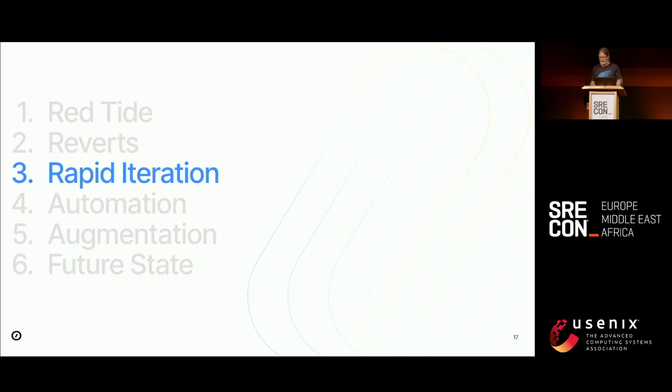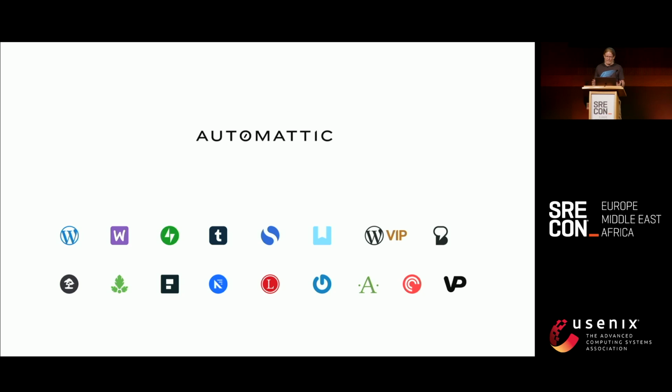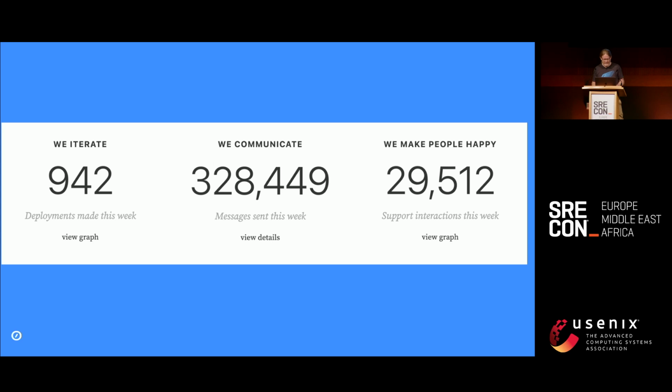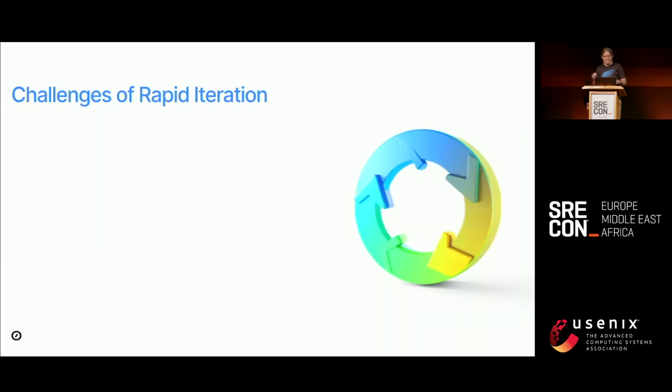All right, rapid iteration. I work for a company called Automattic. We're predominantly WordPress and WordPress-adjacent products. We have a few others as well in the suite. But this talk is predominantly focused on WordPress.com, which is the largest multi-site WordPress installation in the multiverse. And actually, we iterate a lot, almost 1,000 deployments a week. This is actually probably live on our website, updates all the time. So we're deploying a lot, right?